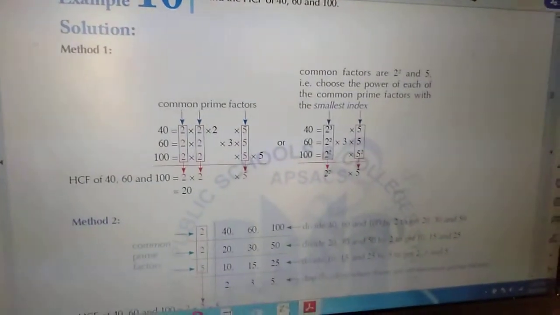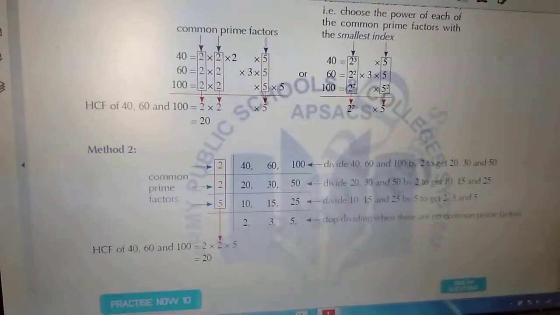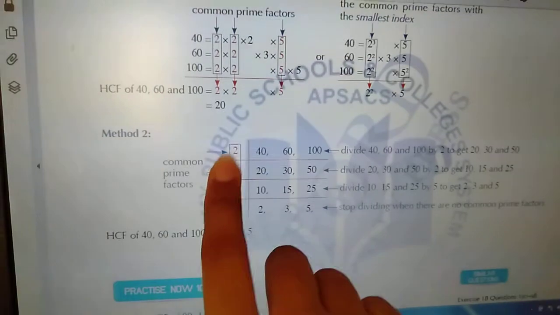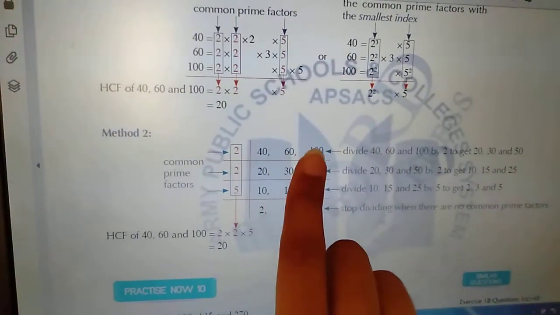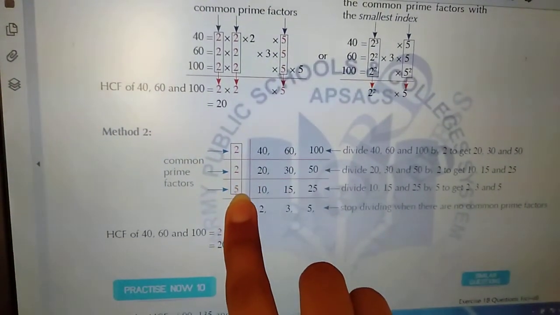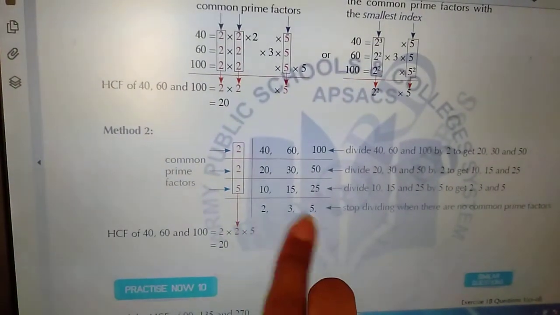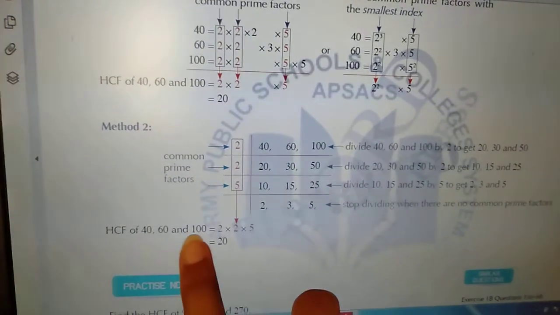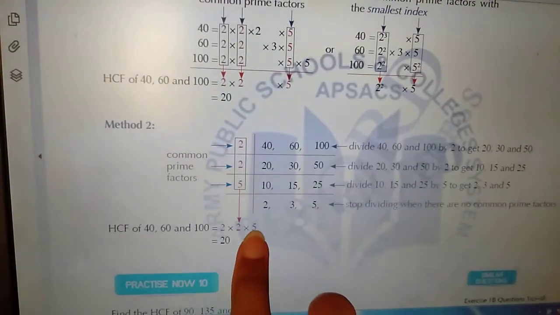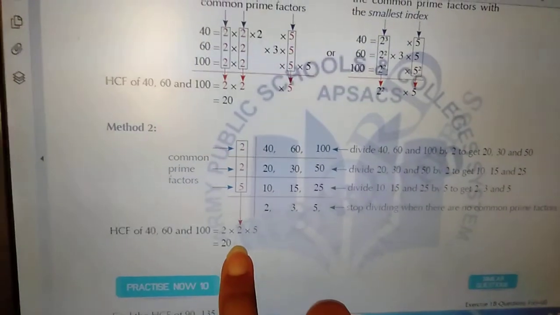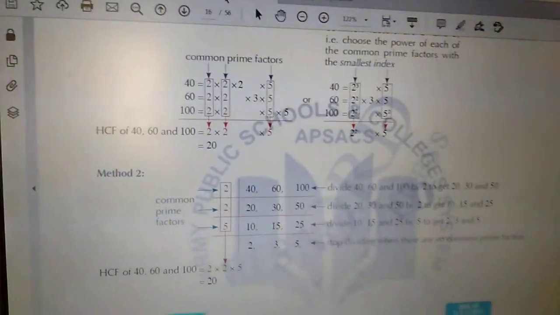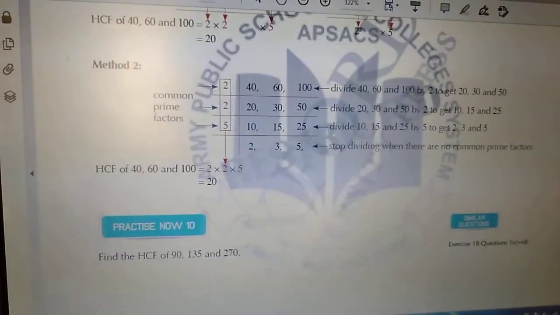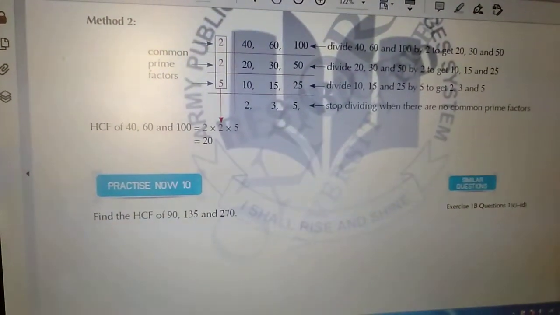For method 2 the method is the same: we have to find the prime factors collectively. We have applied the prime factorization collectively on 40, 60 and 100. This is our common terms 2, 2 and 5, and these are our uncommon terms 2, 3 and 5. So we will multiply the common terms for our HCF. We will multiply 2 into 2 into 5, it will be 20. So these are method 1 and method 2 when we have 3 numbers and we have to find the HCF of 3 terms.